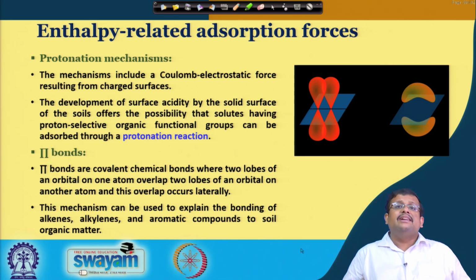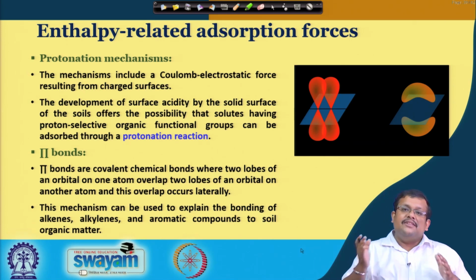Another important process, controlled by enthalpy related adsorptive forces, is the protonation process. Now, what is the protonation mechanism? The mechanism of protonation includes a Coulomb electrostatic force resulting from a charged surface. Now, the development of surface acidity by the solid surface of the soil offers the possibility that solids having proton selective organic functional groups can be adsorbed through a protonation reaction.